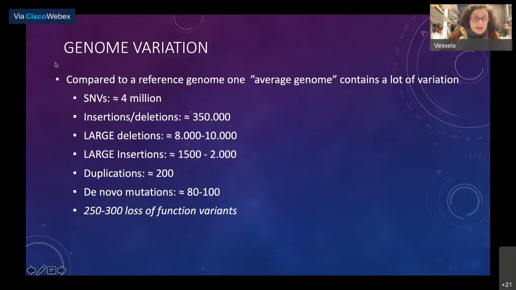So in summary, this variation compared to a reference genome, one average genome contains a lot of variation, close to 4 million single nucleotide variants. So these are single nucleotides, insertions and deletions, large insertions, a number of duplications. And also for every new meiosis, there are between 80 and 100 new de novo mutations, which when we do analysis of trios, we discover in children, but not in their parents. And something close to 250 to 300 loss of function variants.